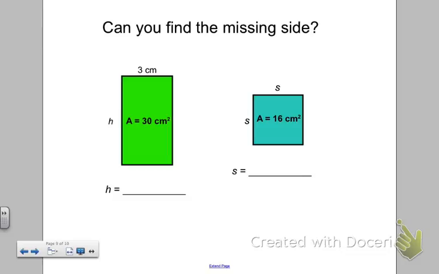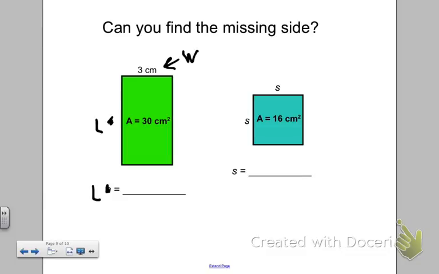Now, these two problems aren't in your workbook, but we can still solve them. I'm actually going to change this a little bit. We are going to find the missing sides of rectangles and squares when we are given the area. Take a look at the first one. We have a rectangle that has an area of 30 square centimeters, and it looks like we have a width of 3 centimeters, and we're trying to figure out the length.